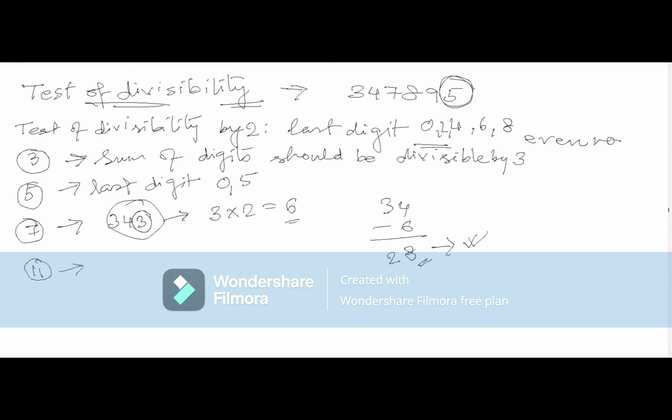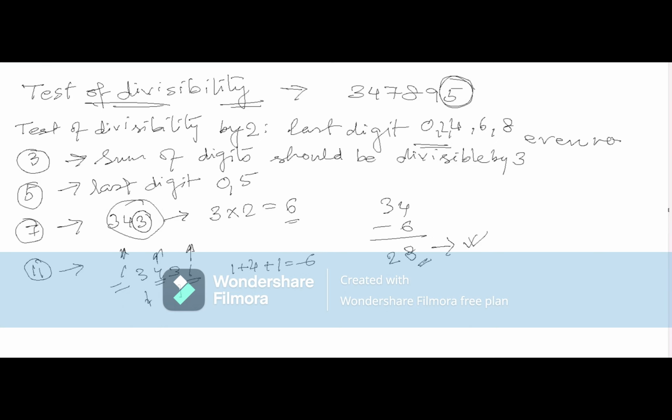If I take the sum of the digits in even places minus the sum of the digits in odd places, then if it comes 0 or 11, I will get the number as divisible by 11. Say 1, 3, 4, 3, 1. So odd digits, let me put it. So 1 plus 4 plus 1 is 6.